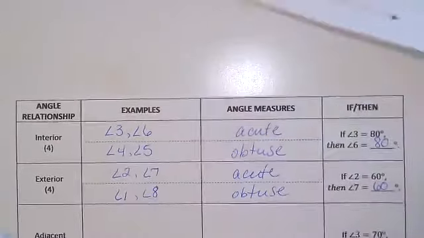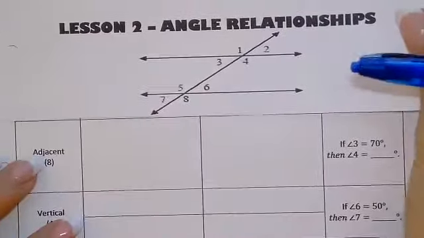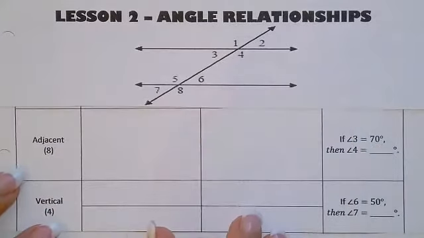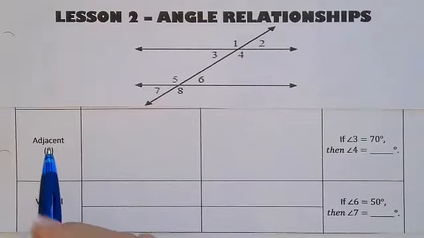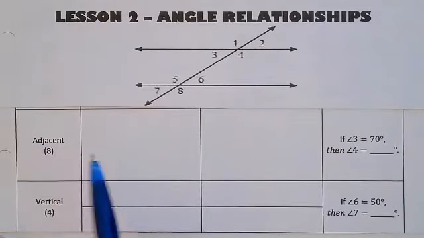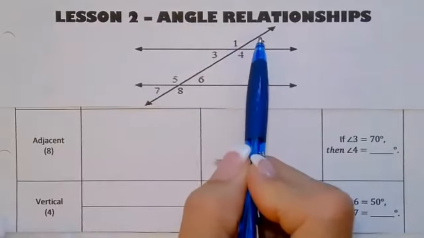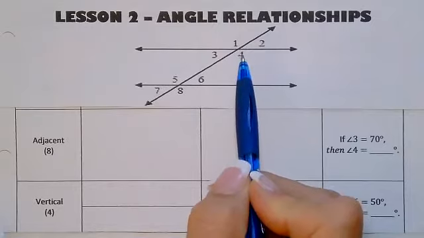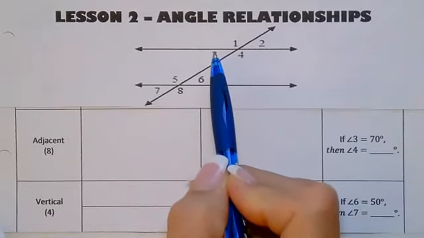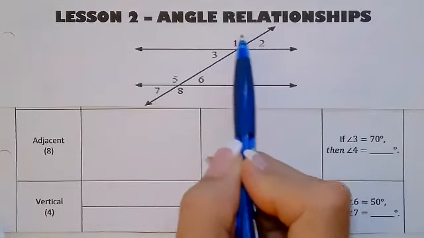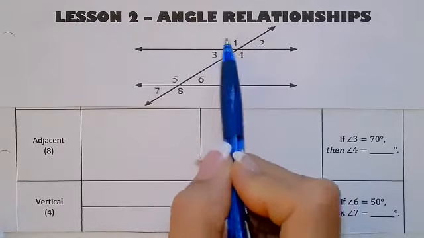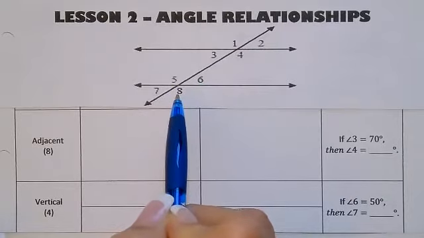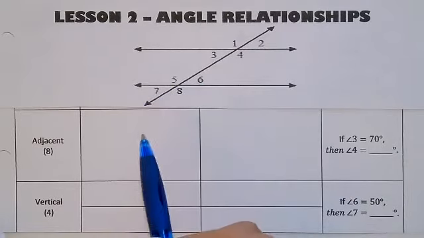Okay, adjacent angles are next. Literally next. Adjacent means next to. So there are 8 adjacent angles. So angles 1 and 2 are next to each other. They're adjacent. 2 and 4. 4 and 3, 3 and 1. These 4 angles are all adjacent to each other. And 5 and 6, 6 and 8, 8 and 7, 7 and 5.